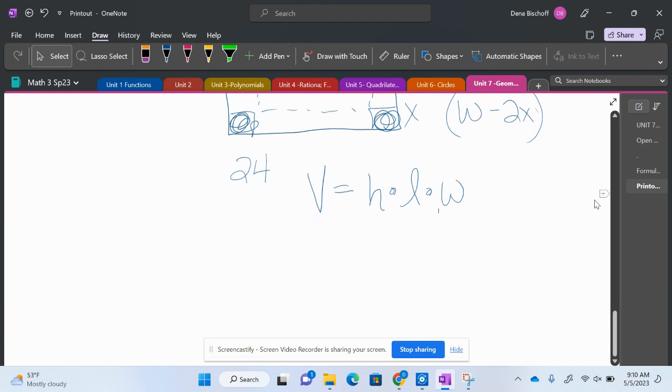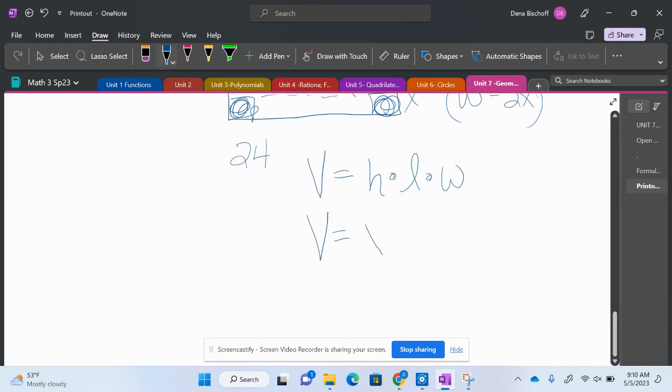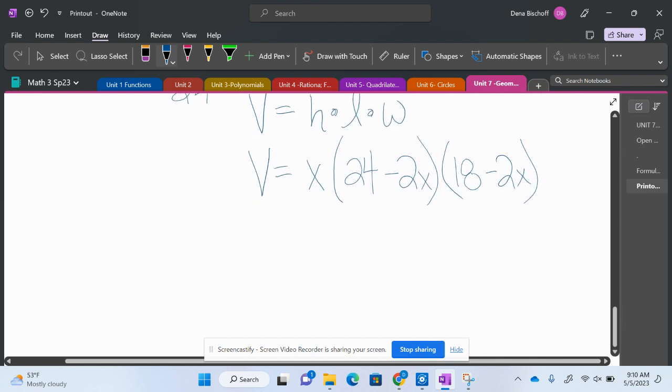So we can use the formula volume equals the height times the length times the width. The volume equals the height, which is X, times the length, which is whatever the dimension of your paper is, minus 2X, times the width, which is whatever the dimension of your paper is, minus 2X. And so then we said, oh my gosh, we have a cubic equation.